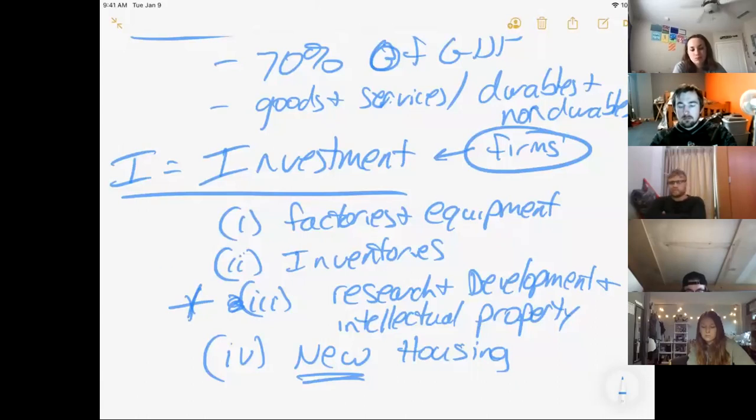Inventories is kind of a weird one. Can an apple be an investment good? Well, strangely enough, it can, right? If it's an apple that's sitting in inventory, it is technically an investment until that company sells it, right? So that's kind of an odd duck in this, but anything that's held in inventory is technically an investment.